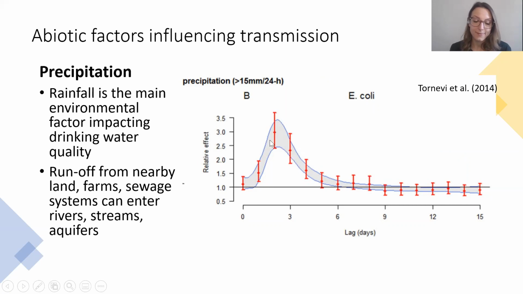This is because, of course, it does take some time for the rainfall to accumulate and flow into the watershed. So usually it takes about 2 days, depending on the size of the watershed, to fully collect and enter the river system. Of course, runoff from nearby land or farms or sewage systems can also enter water systems, aquifers, streams, and rivers. And so that can also severely impact people's drinking water quality.